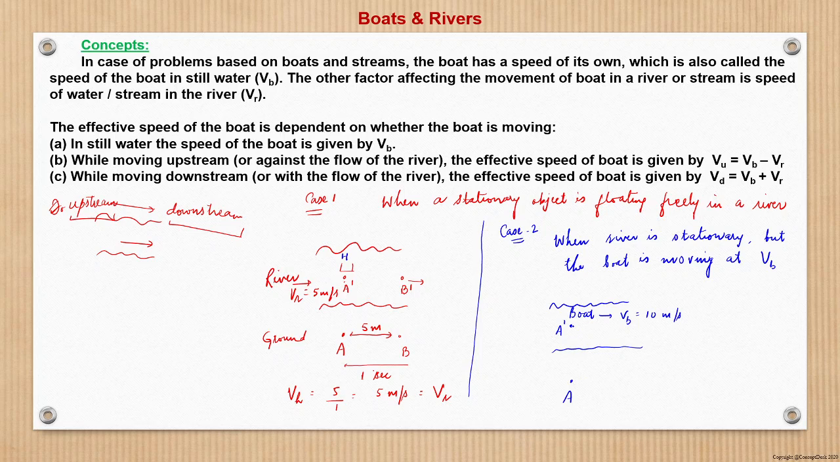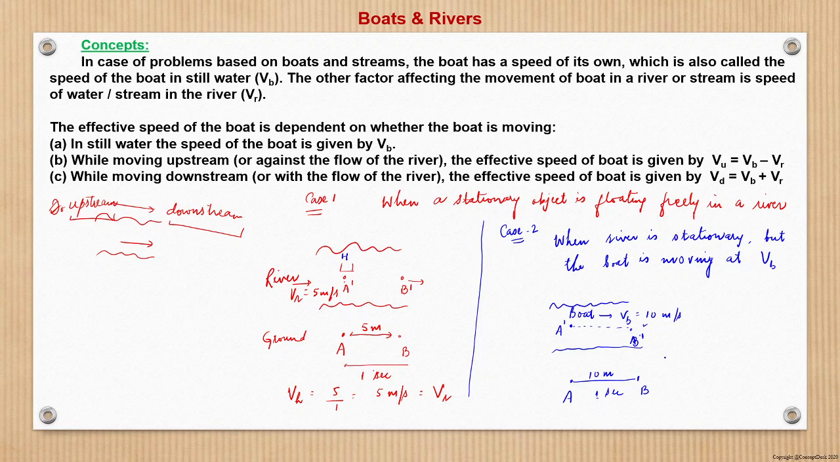After 1 second, the person on the ground will see that since water is not moving, this boat will cover 10 meter per second on water. So the boat will reach here at a point B dash, which corresponds to point B here on the ground. So on the ground, the person will see that the boat has moved from point A to corresponding point B, which is nothing but 10 meter in 1 second.